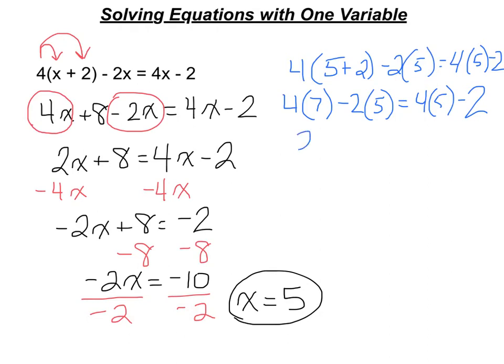4 times 7 gives us 28. Negative 2 times 5 gives us a negative 10. 4 times 5 gives us 20. And now we can subtract on both sides of the equation. If 5 is the solution, 28 minus 10 should equal 20 minus 2. And when we do that, we see that we get 18 on both sides of the equation. So we know that our check worked.